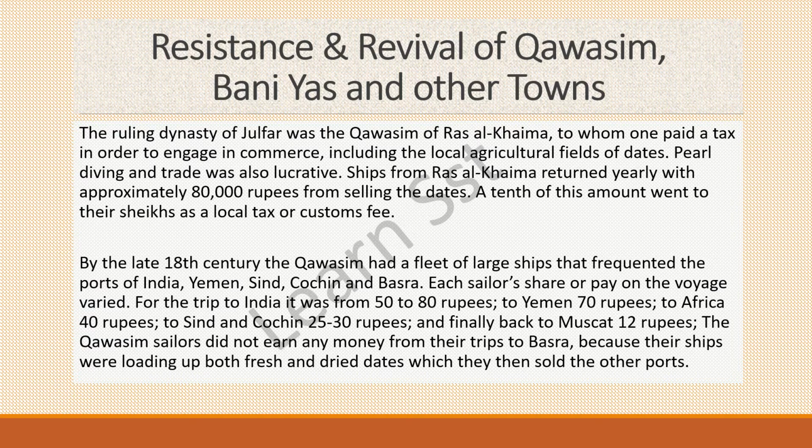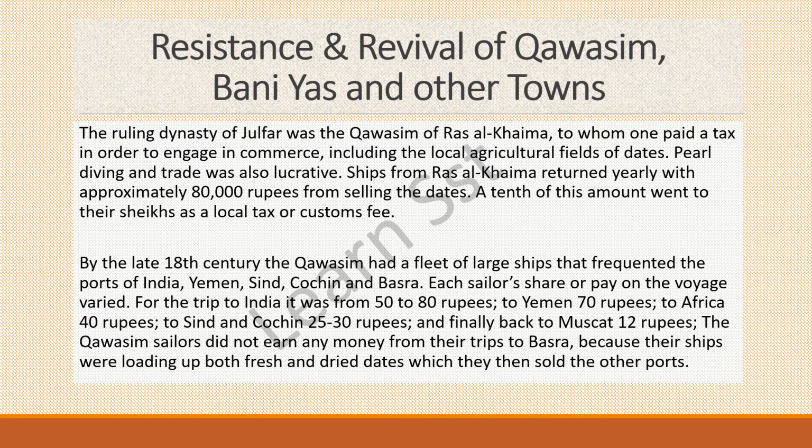So obviously, the ruler is always being paid by the subjects, by the commoners, and they have to pay the tax. So they were paying the tax for their livelihood. So those who were engaged in commerce or in commercial activities were supposed to pay the tax, including the farmers who were busy on the agriculture fields and they were doing the cultivation of the dates.